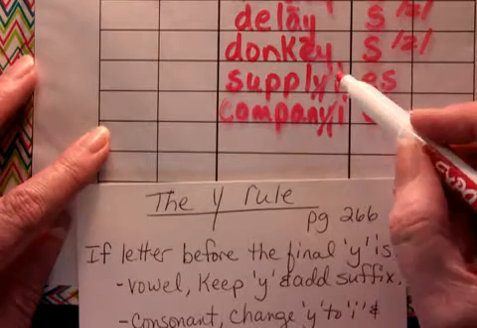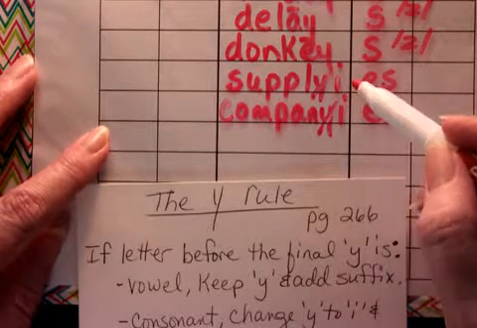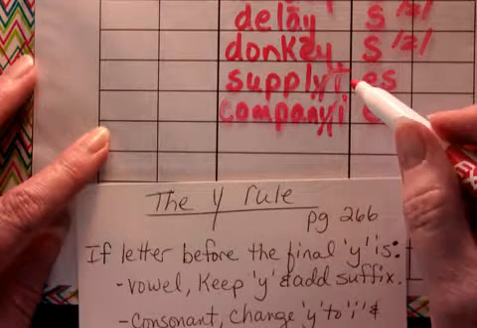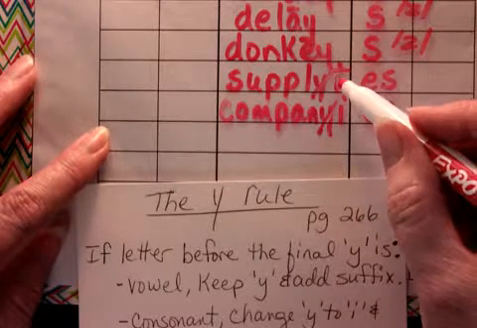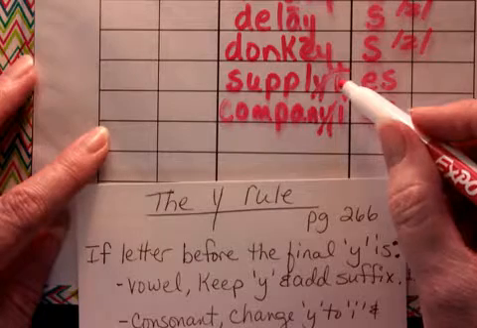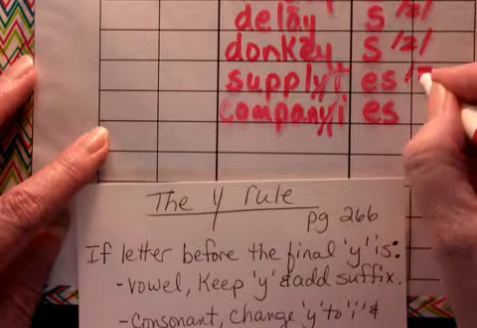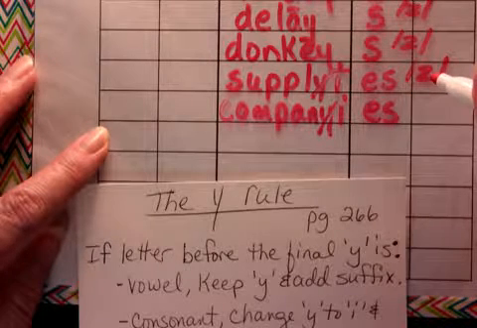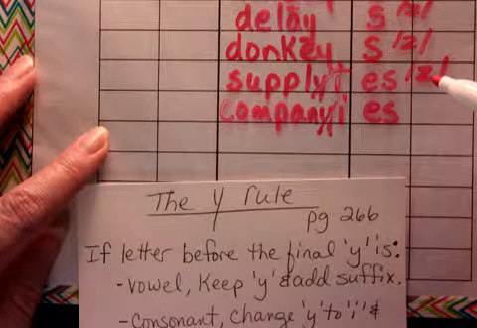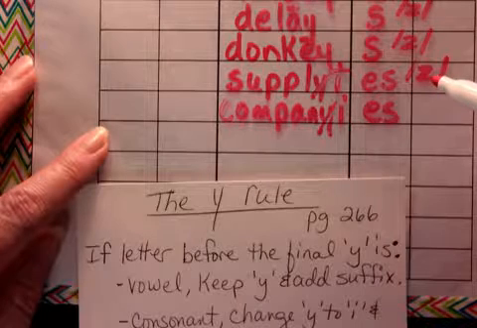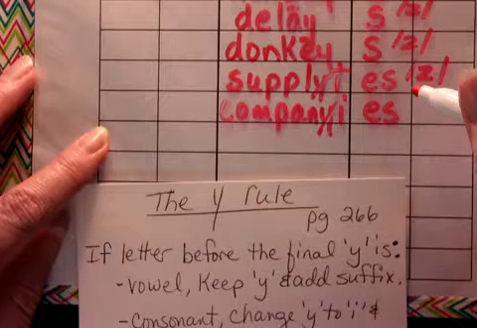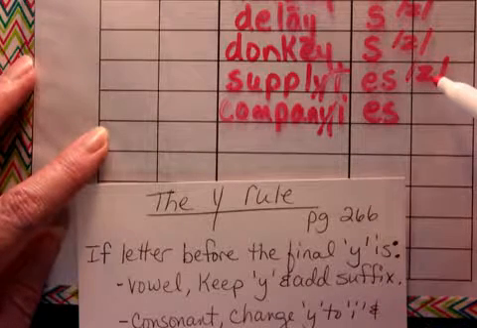Let me go back to supply. Supply has the long I sound. Because it's the long I sound, it's a vowel. It's voiced, so we're going to use the voiced Z. Not like the ones that follow the ch and the sh. That's an S, two separate sounds. This is just the Z sound.